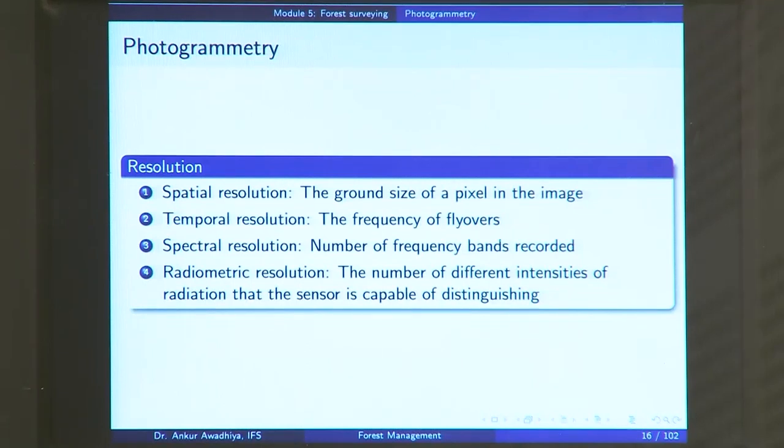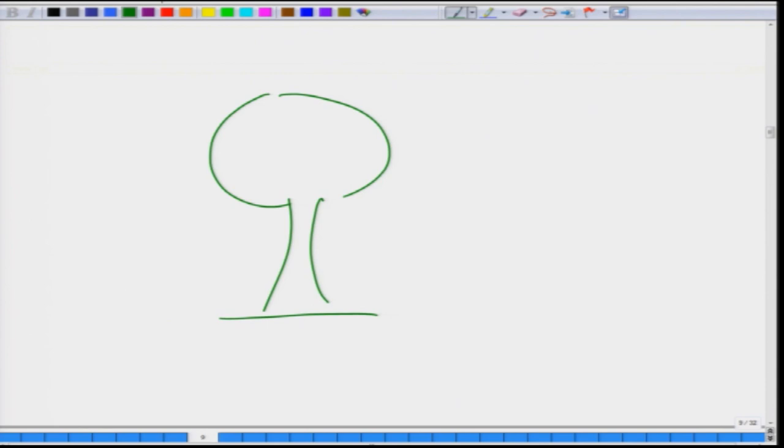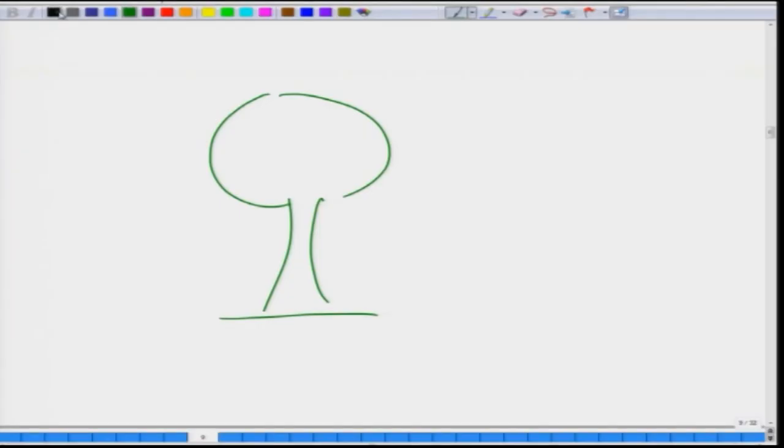Now, the fourth resolution is the radiometric resolution, or the number of different intensities of radiation that the sensor is capable of distinguishing. So, what we are saying here is that you had this tree. Now, suppose you are taking a black and white photograph. When we talk about the radiometric resolution, what we are saying is whether your image is coming only as black and white or is it also coming as shades of gray. If you have a black and white image only, you will have a picture that looks like this. You have the canopy that is looking black in color, you have the trunk that is also looking black in color, and everything else is white in the image.